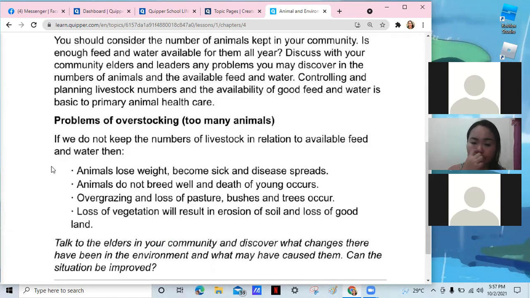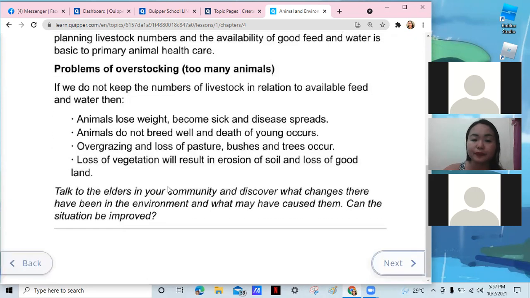Of course, if the feed is not enough, then they will lose weight and become sick, and the disease will spread fast. Animals cannot breed well, so they could die young or more deaths occur. Overgrazing and loss of pasture, bushes, and trees happen if there are too many animals.